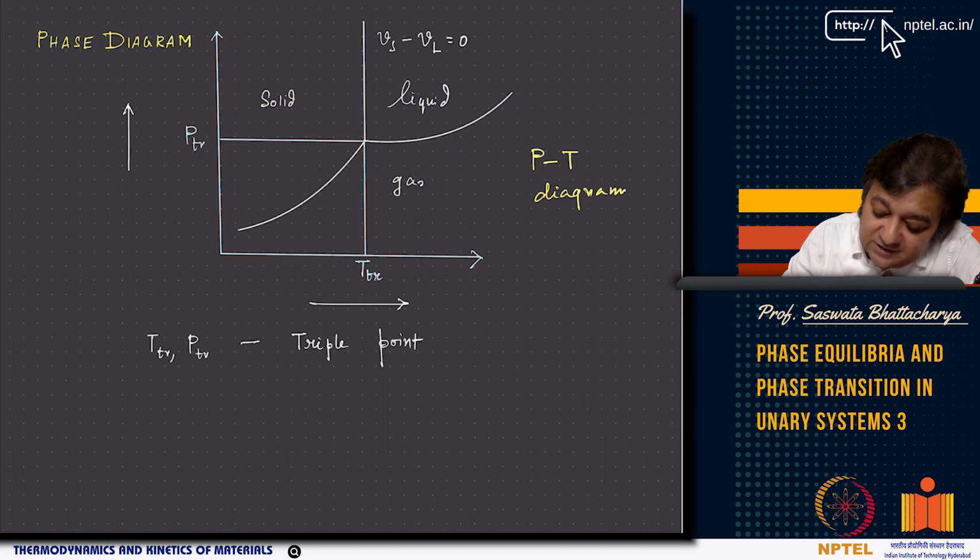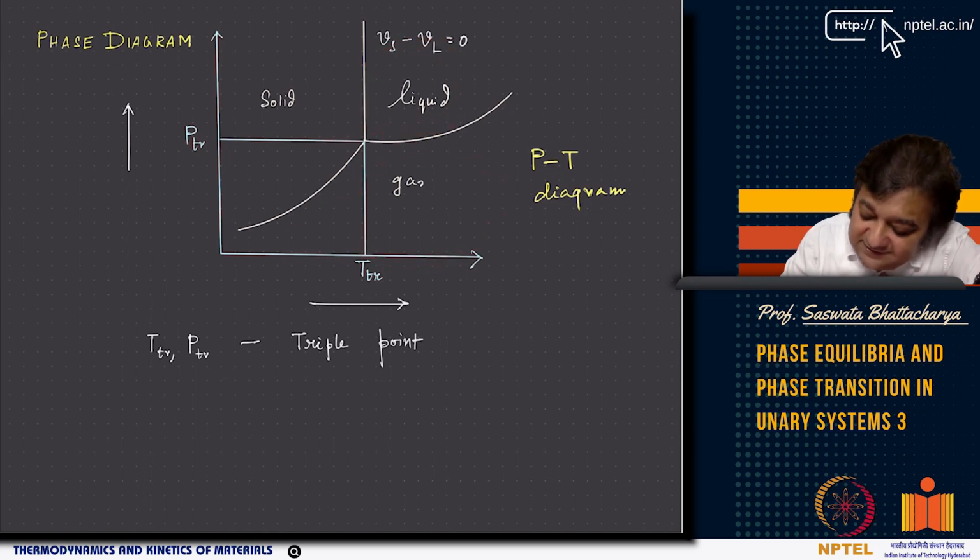If you have a single solid, like if this entire area occupies a solid phase, right? Solid phase is stable in this region. Now, in this area, only liquid phase is stable, and in this area, gas phase is stable.